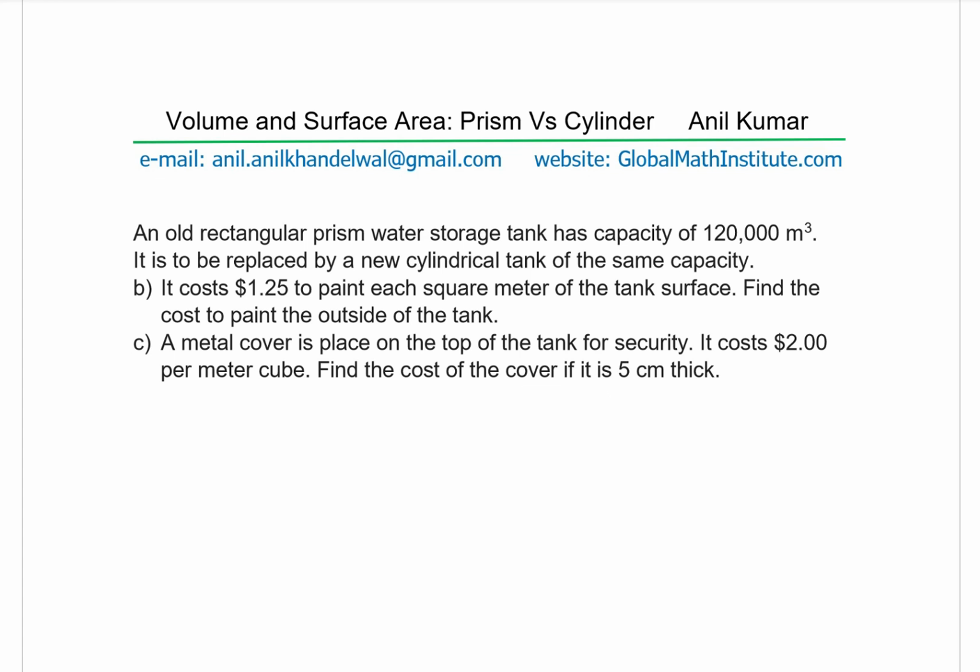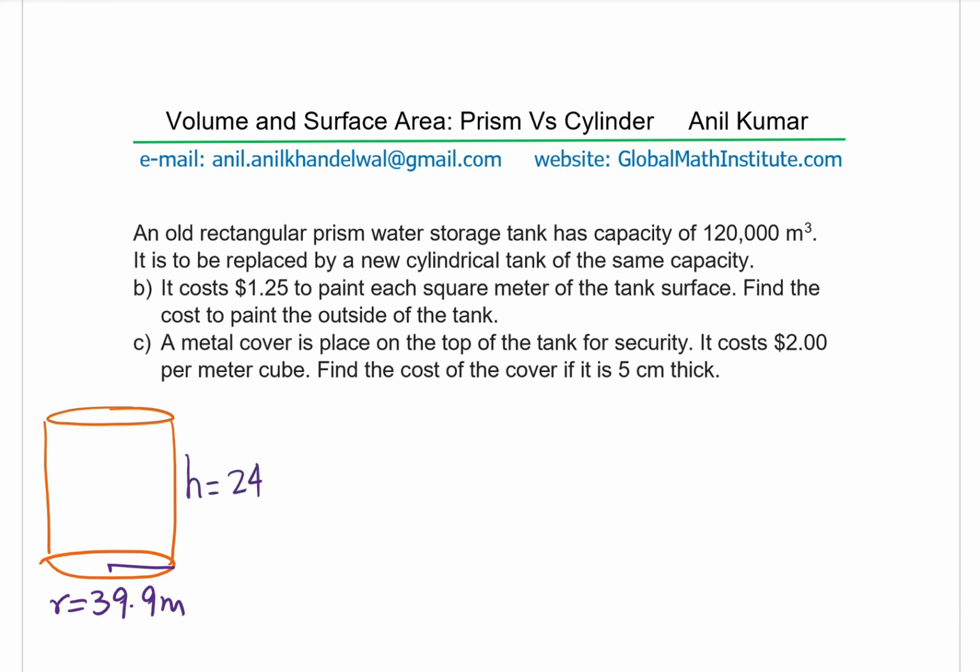So what we have now is a cylindrical tank. We already know that its radius is how much? 39.9. So let's write down the dimensions. So the radius r equals 39.9 meters and the height h is 24 meters.